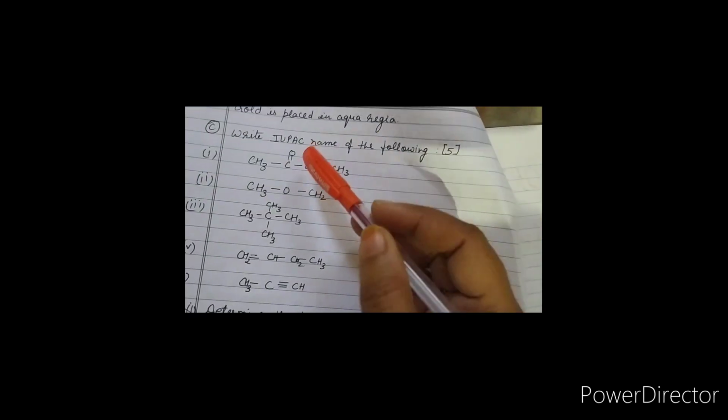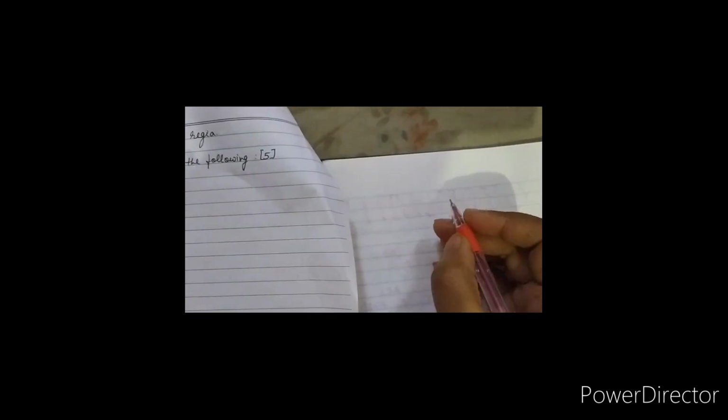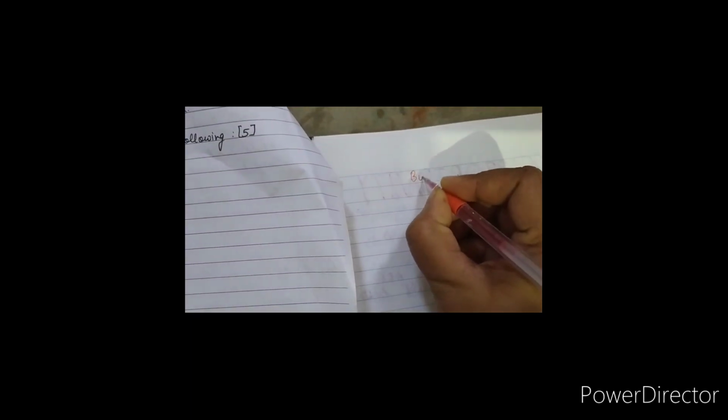Now let's see how to write the IUPAC name of the following. Number first is CH3COCH2CH3. You can easily identify the functional group, that is CO here, that is ketone, and numbering you will do from here 1, 2, 3, 4. So the root word you will write as but, and it is at second position. The primary suffix we'll use is butane-2-one. So it is butan-2-one, or you can also write 2-butanone.